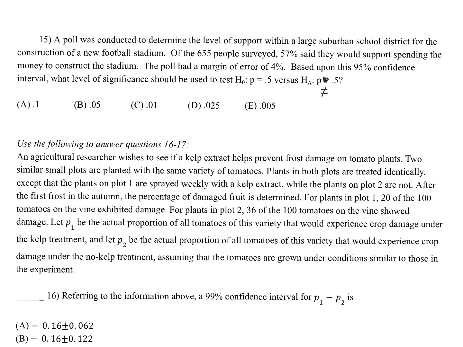So remember in the notes, it did say that for a two-sided hypothesis test, the significance level alpha and the confidence level should add to 100% and they should support each other. So if we're doing a 95% confidence interval, the level of significance should be what gets you to 100%, which is B, 0.05.